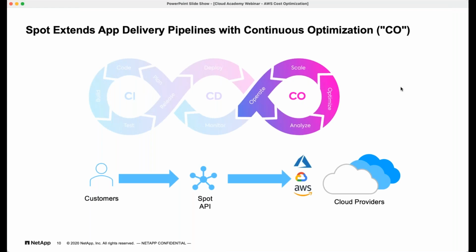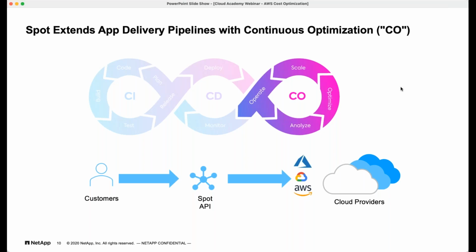So a little bit about Spot and where we sit. A lot of people on this call are probably very familiar with the concepts of continuous integration and continuous delivery. We consider ourselves part of the continuous optimization space. And what does this mean? After your application goes through your CI/CD process and gets deployed to production, who's making sure at that point that the application is scaling, operating, and running as optimized and efficiently as it can be? That's where our platform fits in.